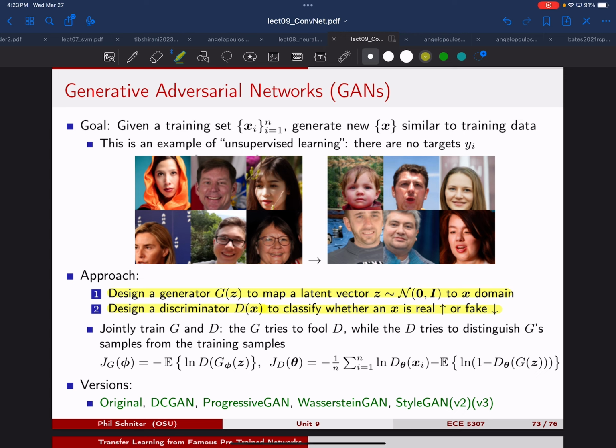And if X is a fake image, meaning it was generated from this generator over here, then the discriminator should notice that this is like a fake or counterfeit image, and it should give a small number, let's say close to 0. So now you have a generator that's trying to be, you could say, a good counterfeiter, and then you have the discriminator that's trying to be a detector of these counterfeit faces. And you train them together.